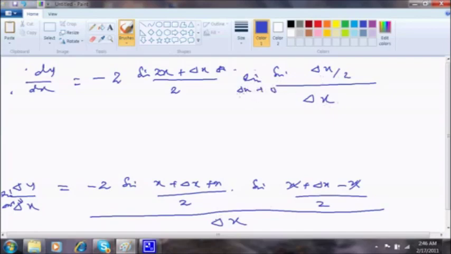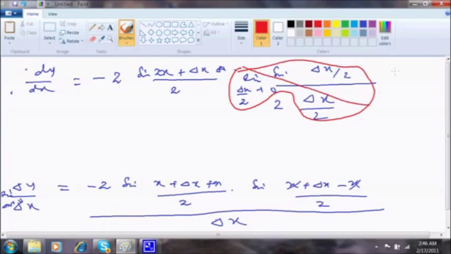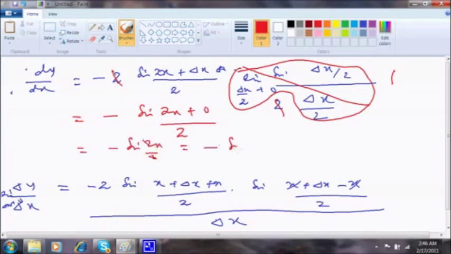Now this is delta x by 2, so I'll write a 2 here. I'll multiply and divide by a 2. Very same thing I'm doing as in the previous. This guy goes off as 1. This gets cut. And finally, minus sin 2x, delta x is 0, so by 2, minus sin 2x by 2. So this is minus sin x.